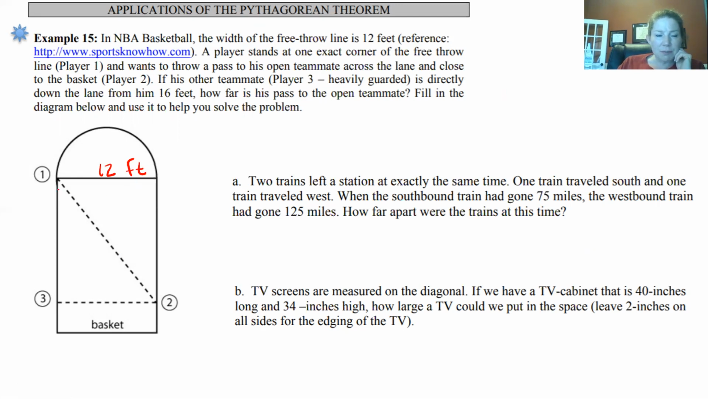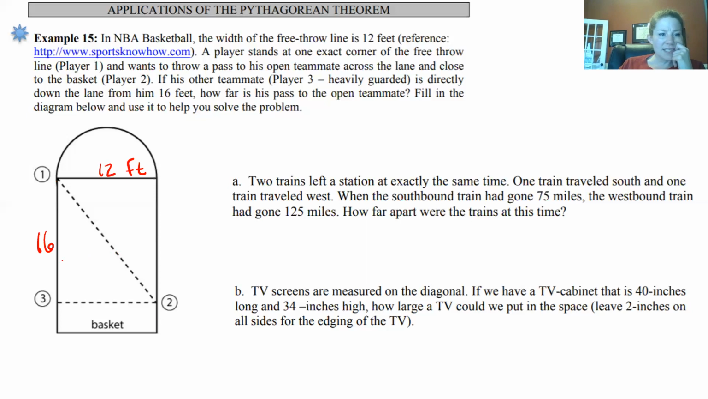Player 1 wants to throw a pass to his open teammate across the lane and close to the basket. So he's going to throw it here. If his other teammate is directly down the lane from him at 16 feet, so does this mean this is 16 feet? Fill in the diagram below and use it to help you solve the problem.